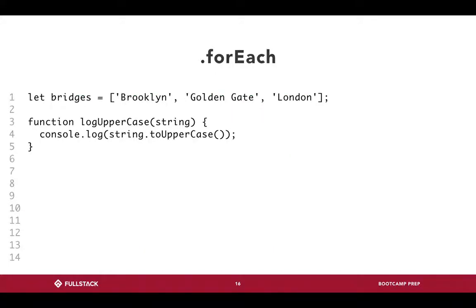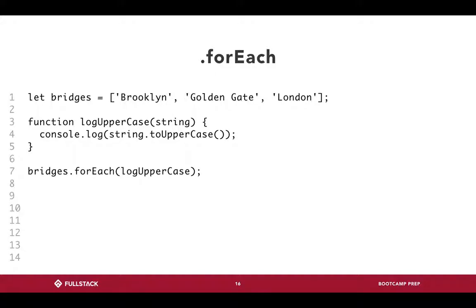So we want to log all these bridges out to uppercase, but we don't want to write any for loops. So all we want to do is focus on the meat of our problem. The only thing that we need to figure out for this application is how do I make something uppercase, right? So that's the real problem that we have to solve now. We don't have to think about for loops. So we're just like, let's write one little function that can take in a string and log it out to uppercase.